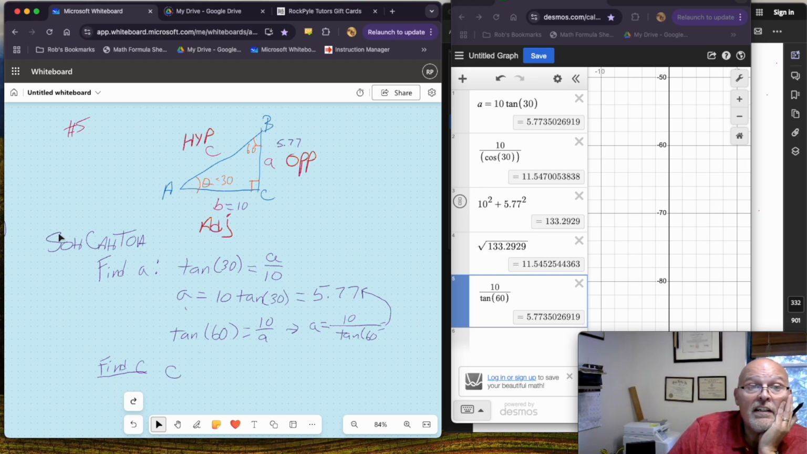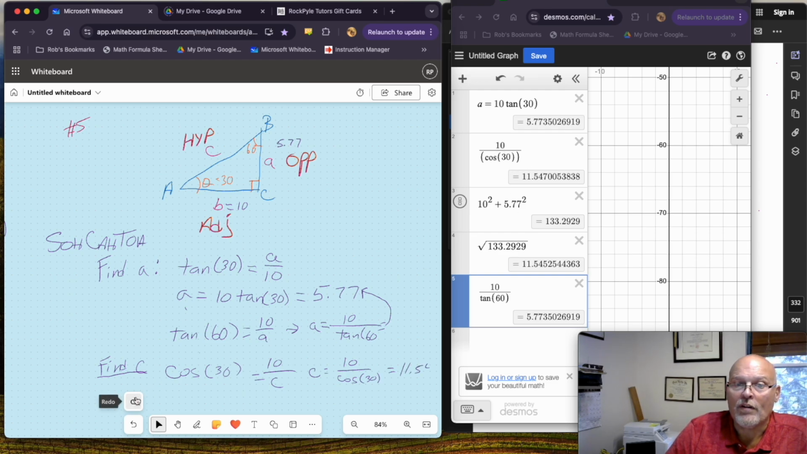For C, I've got adjacent and I want the hypotenuse. So that's going to drive me to cosine. So the cosine of 30 is equal to 10 over C. Similarly, I'm going to rearrange it: C equals 10 over cosine 30. And I do that right here. And I see that I've got 11.54. Pop that up there. And now we're solved. So how do we check this? Let's check by using the Pythagorean theorem.